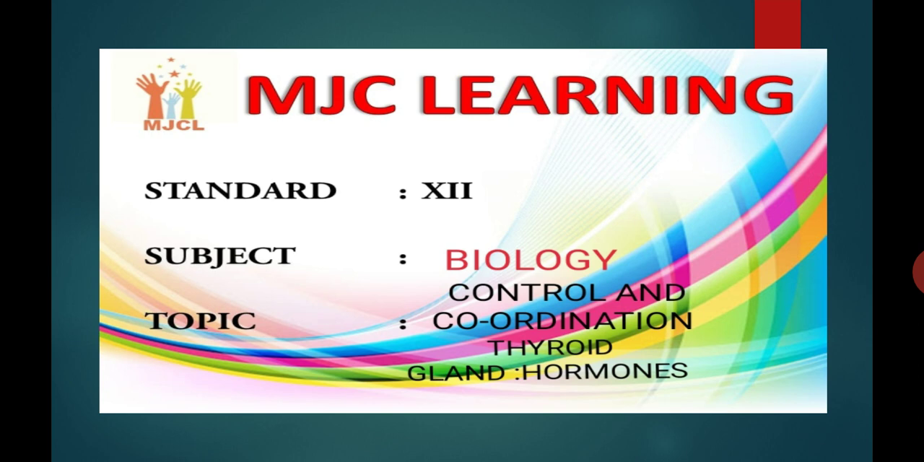It consists of two lobes and both the lobes are connected with each other by means of a connective tissue band known as an isthmus. Thyroid gland is endodermal in origin. Why is it endodermal in origin? Because it is derived from the endoderm of the embryo.